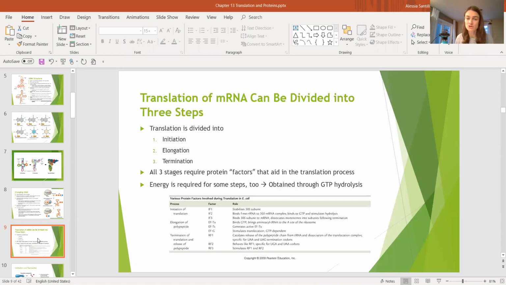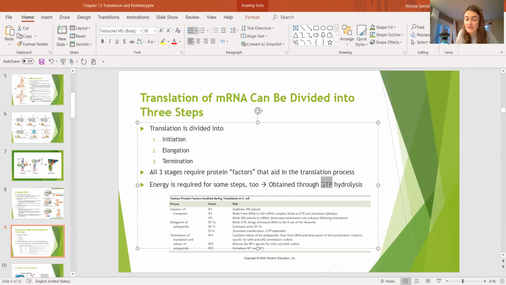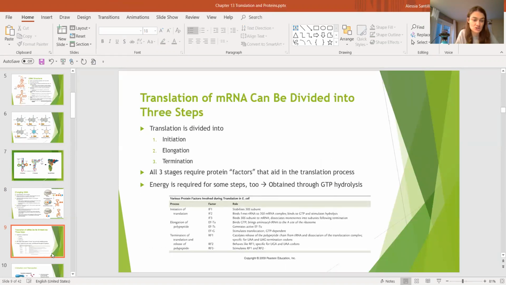A lot of these steps are going to require energy, right? And that energy is actually taken by the hydrolysis of GTP. So this is another energy carrying molecule, very similar to ATP. You break down GTP into its appropriate GDP and phosphate, and that releases a lot of energy.